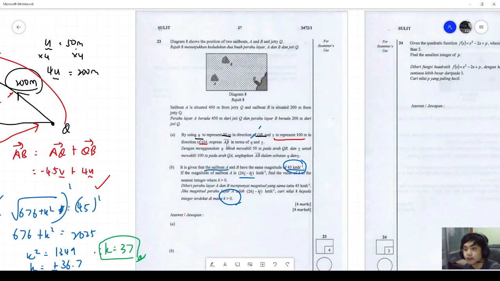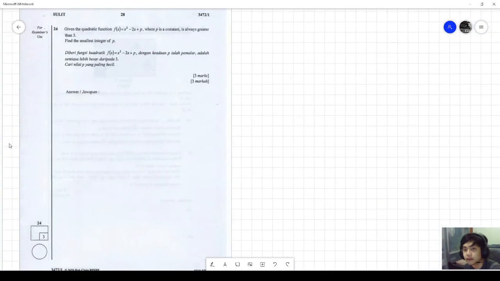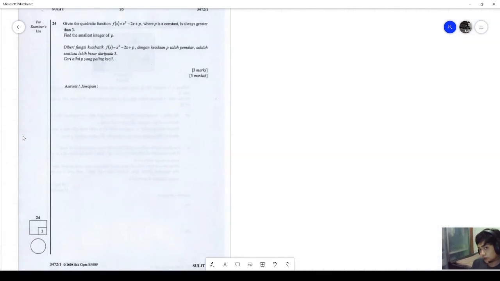Okay, moving on to 24. Given the quadratic function f(x) equals x squared minus 2x plus p, where p is a constant, is always greater than 3, find the smallest integer of p. So they say that f(x) is always greater than 3.